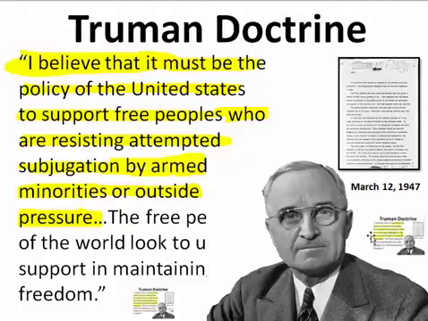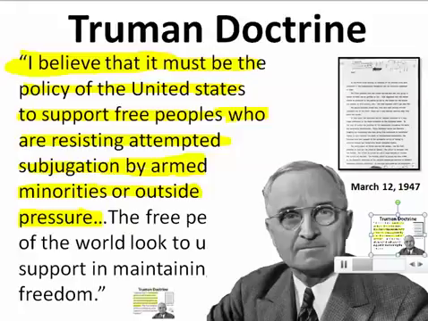Let's listen to this first part. Here it is here. I believe that it must be the policy of the United States to support free peoples who are resisting attempted subjugation by armed minorities or by outside pressures.